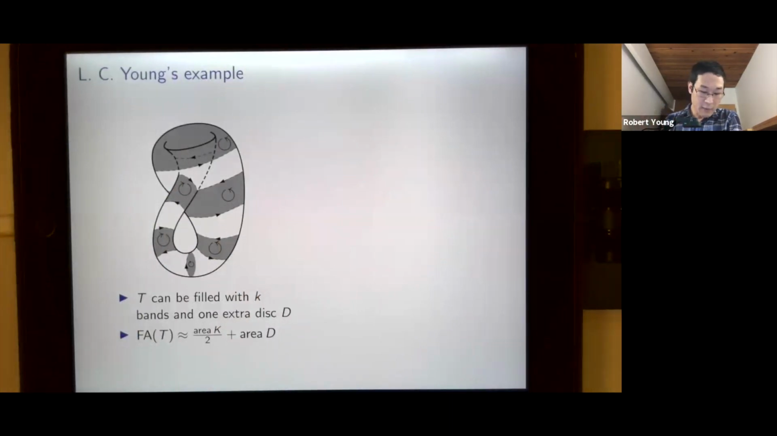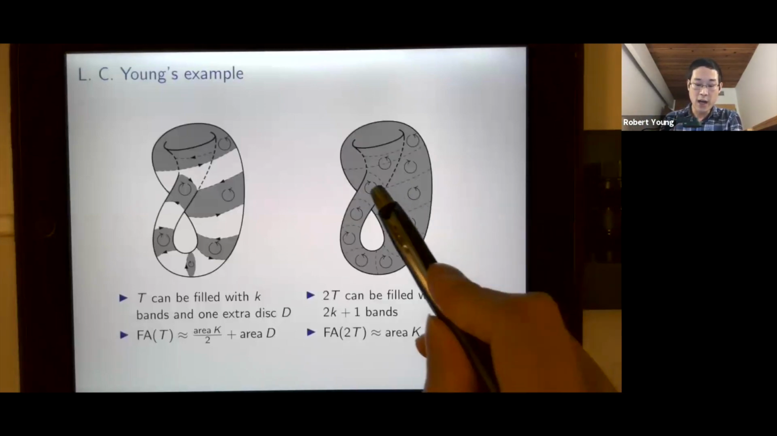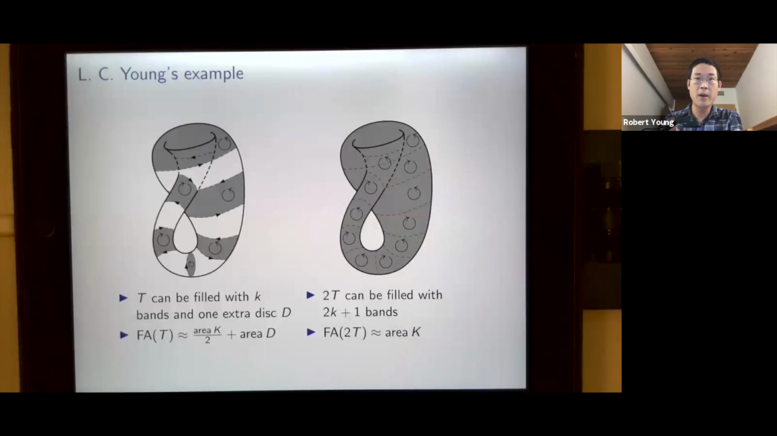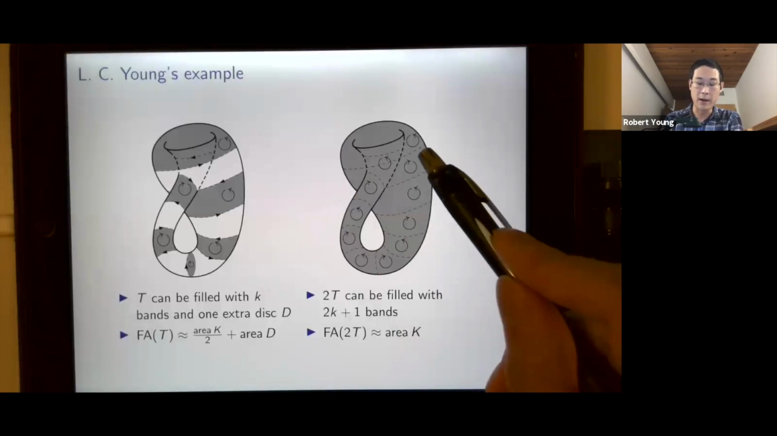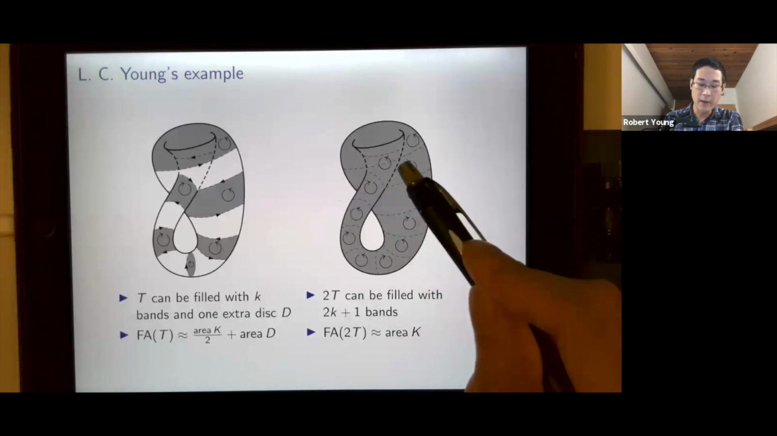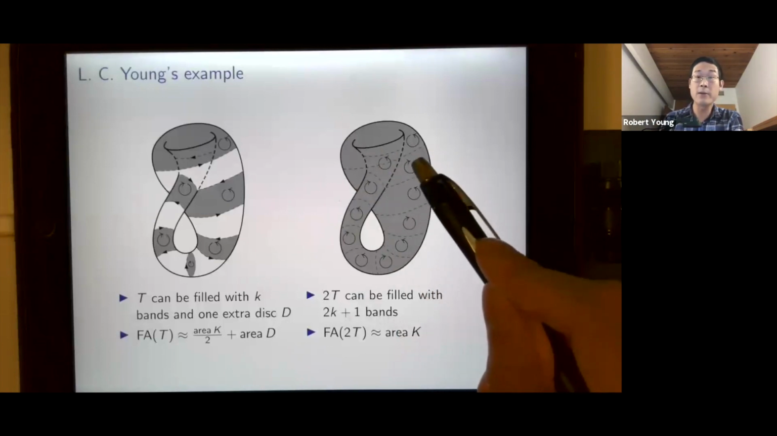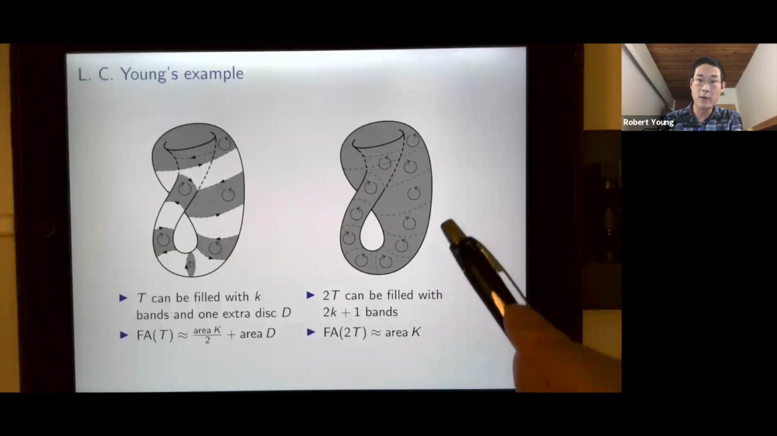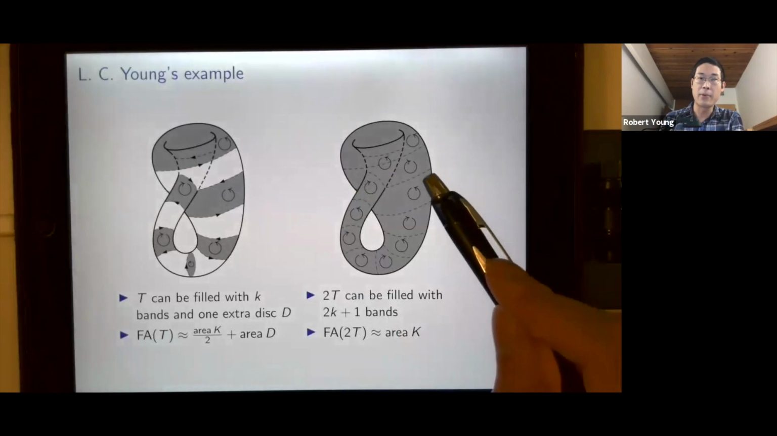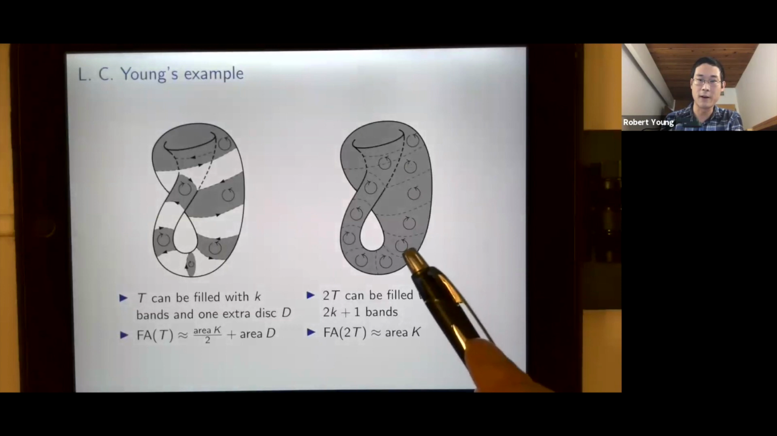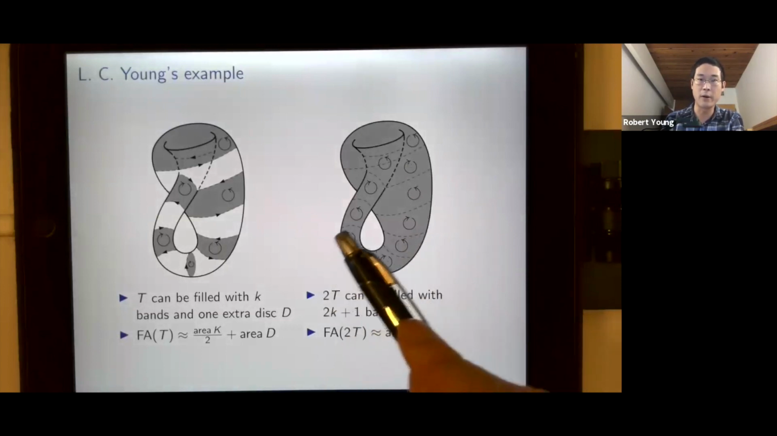Now, when we double t, when we take 2 copies of t, that means we have 2 copies of each loop. That means now we have an even number of loops. And because we have an even number of loops, we can pair all the loops up, and we can fill the region between each pair of loops by a cylinder, and we get 2k plus 1 cylinders going all the way around the Klein bottle and going in opposite directions. So you can see it goes counterclockwise, then clockwise, counterclockwise. It alternates all the way around.